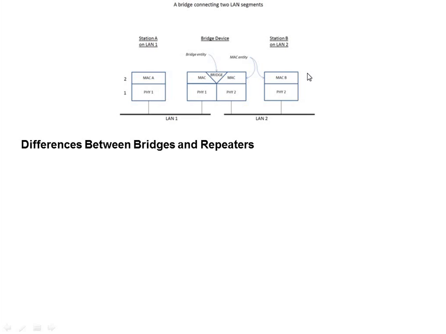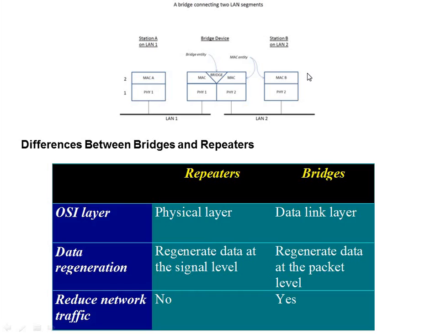So what are the differences between the bridge and repeaters? On the basis of the OSI layer, repeaters are connected to the physical layer and the bridge is connected to the data link layer. As far as regeneration is concerned, the repeater will regenerate the signal at the signal level, that means at the physical level, and the bridge will regenerate the signal at the packet level. So this is the difference.